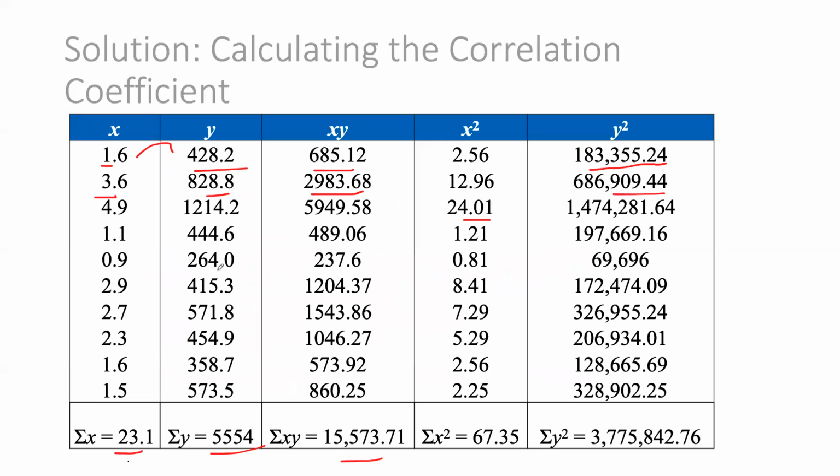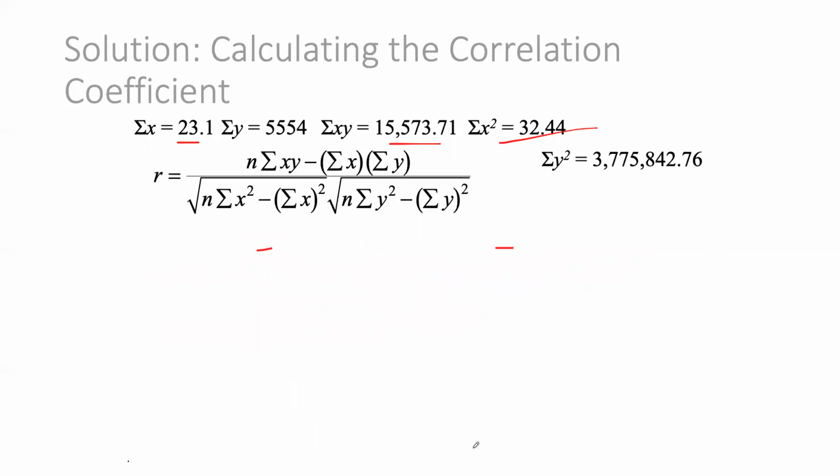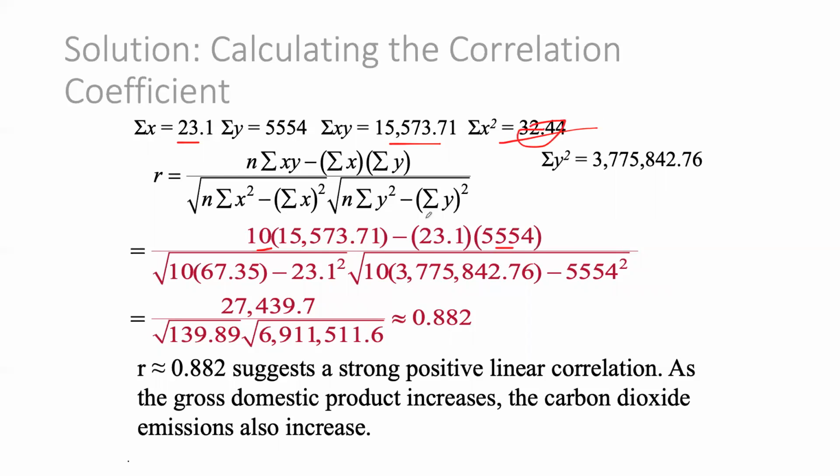Oh, 67.35. So sorry, I have a typo here. This is not 32.44, it's 67.35 minus sigma x squared. So sigma x, the sum of the x's, is 23.1 squared, times the square root of 10 times sigma y squared, which is this, minus sigma y, which is 5,554 squared. Okay, you just simplify all of this out, and what you get here is 0.882 as the correlation coefficient.